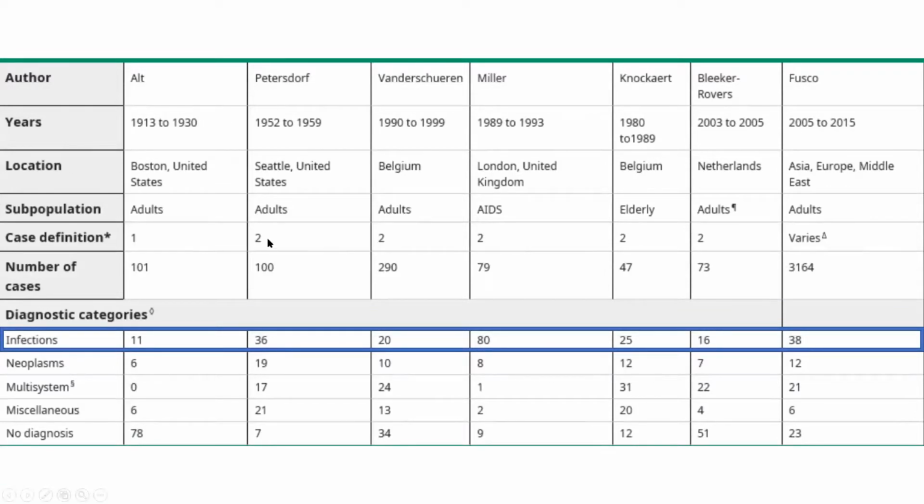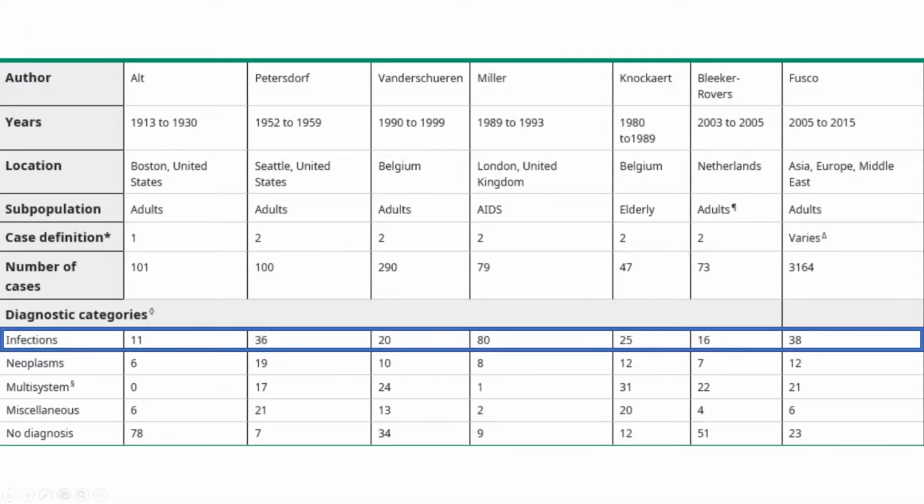They contain the original one, the Petersdorf case series, as well as one that was a little bit earlier, and then some more recent ones, as you can see, from 2005 to 2015. This one is probably the most relevant, not only because it's the most recent, but because they have 3,164 cases, and because diagnostic progress has really changed the way we evaluate FUOs.